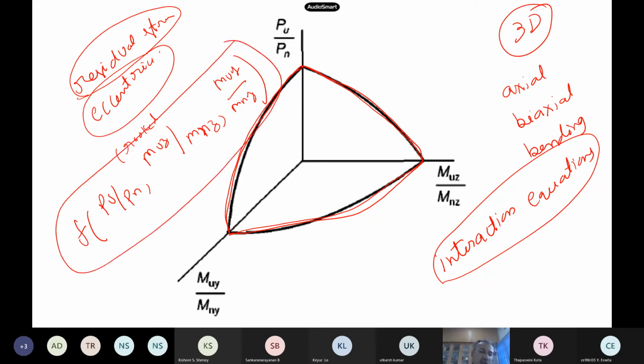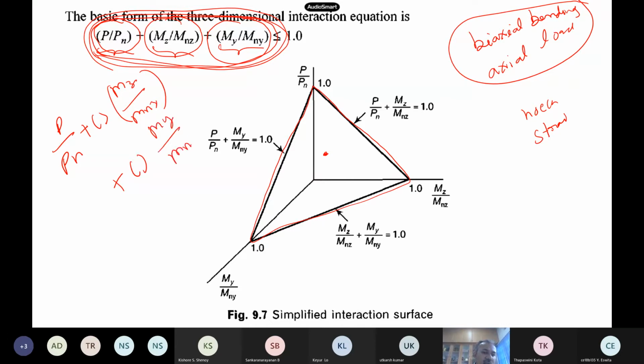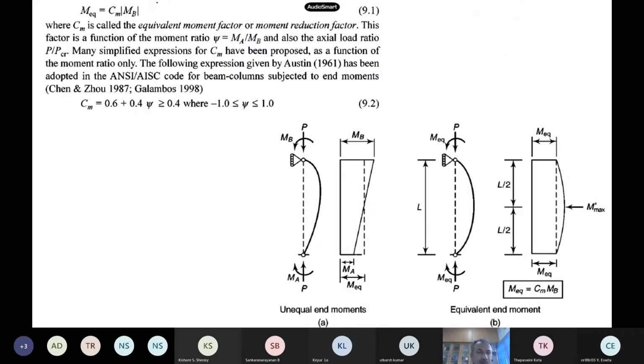Because it is very difficult, to simplify, what the codes do is retain these simple equations, but for non-linearities or second order effects and other things, we write P by Pn plus some amplification factors, Mz by Mnz, plus another amplification factor or some constants added to the moments. This is how we write these interaction equations. You will learn about these things in great detail in the next courses, but here you should be able to understand what is meant by interaction and how these interaction curves look.